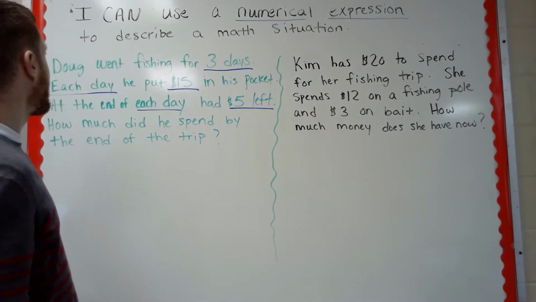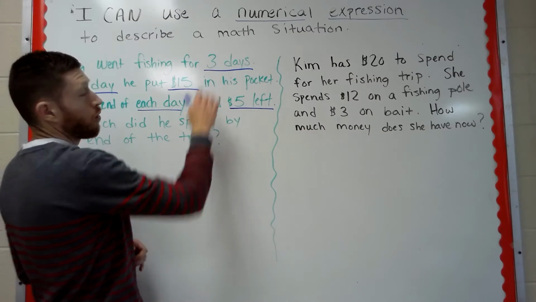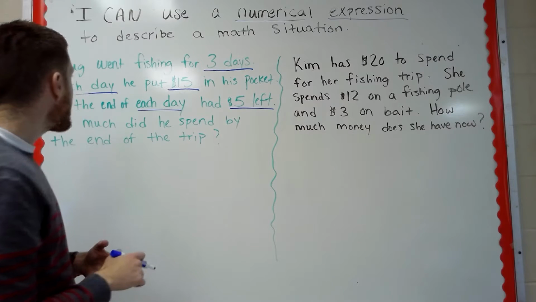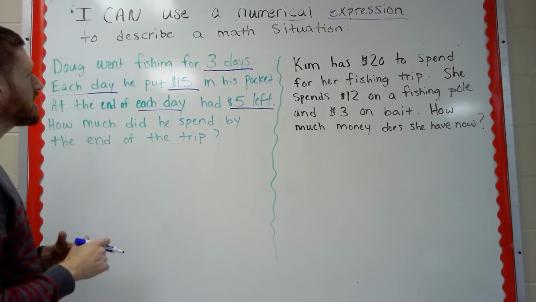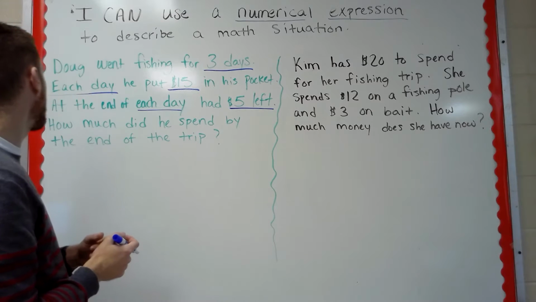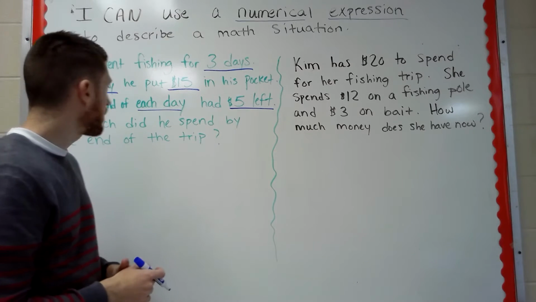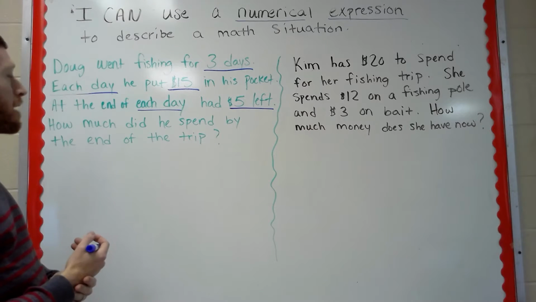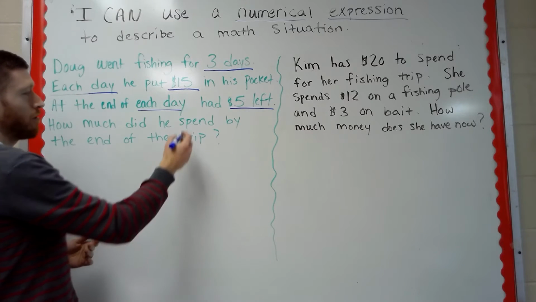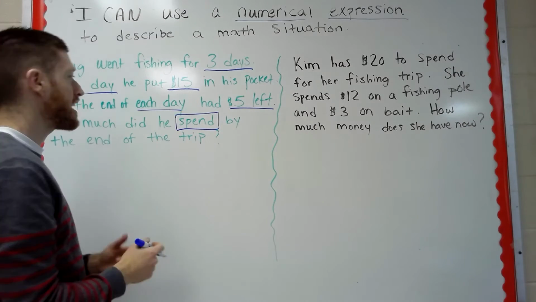This one says, Doug went fishing for 3 days. So 3 days is important, I went ahead and underlined that. Each day he put $15 in his pocket. That happened every single day of those 3 days. At the end of each day, he had $5 left. How much did he spend by the end of the trip? So it's asking us how much did he end up spending in all?